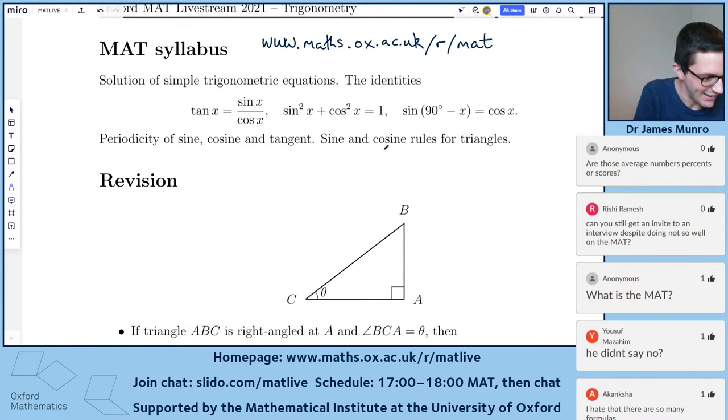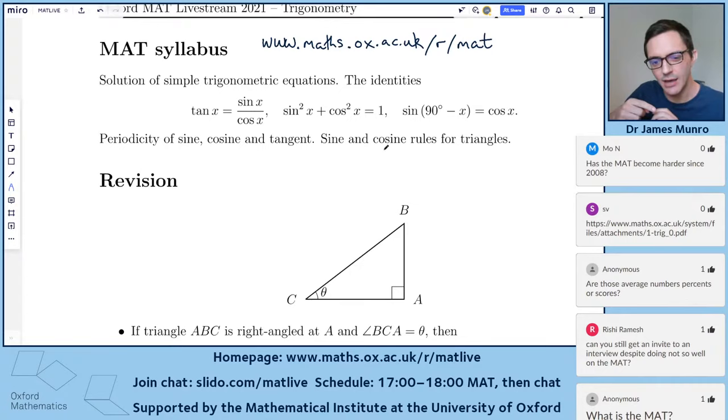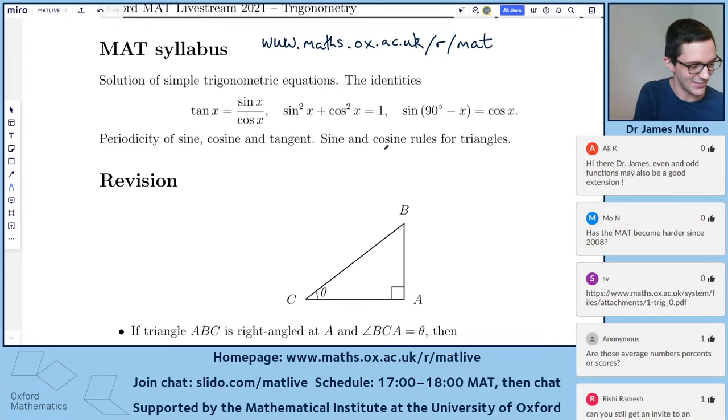So I'll put attachments. What's this? Oh, that's the worksheet as a PDF. Thank you. I think I'm going to do questions about the MAT at the end, at about 6 o'clock, in the chatting bit, so that we can get on with some trigonometry. If you want to talk about even and odd functions, there's this little smiley face. Right, cool.